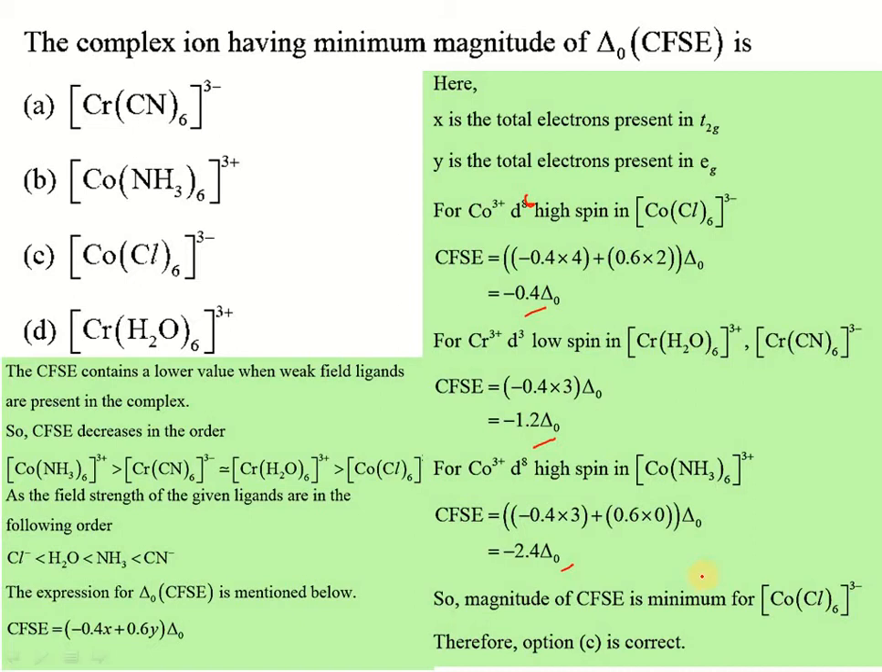CoCl6 3- complex, where the weak field ligand is present, has got the minimum magnitude of CFSE. The reason behind that is very simple: CFSE has a lower value when weak field ligands are present in the complex. Among the given list of complex ions in the options, we have Cl minus, the weak field ligand. So that is the right answer for this one, straight away without calculation.